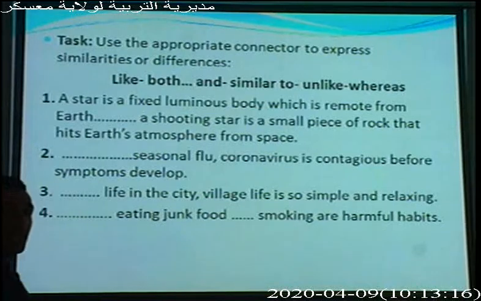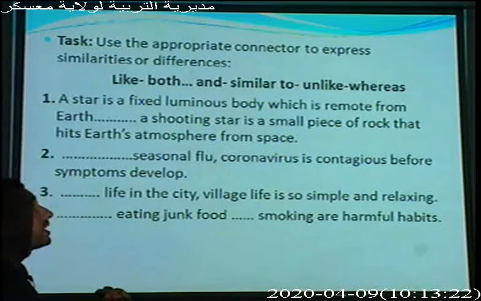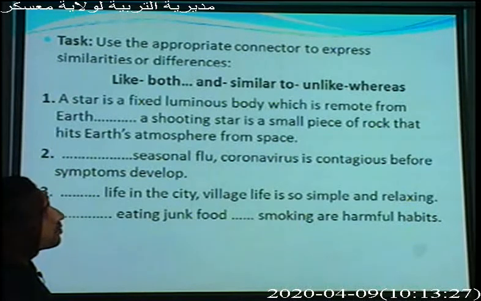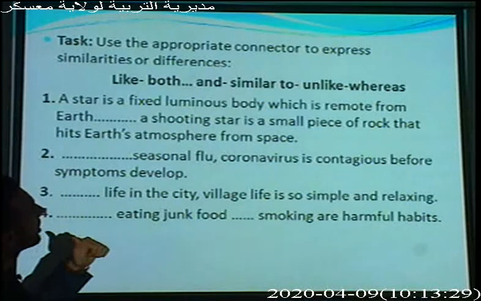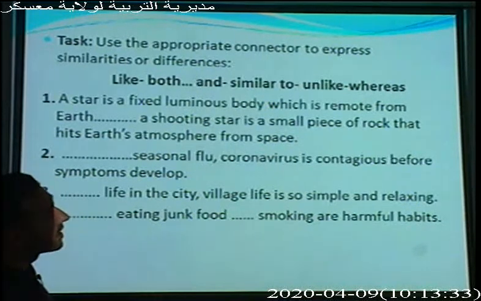By the end, it's important to finish with a task. In this task, we are supposed to use an appropriate connector to express either similarity or difference. The connectors that we have here are: like, both and, similar to, unlike, and whereas.